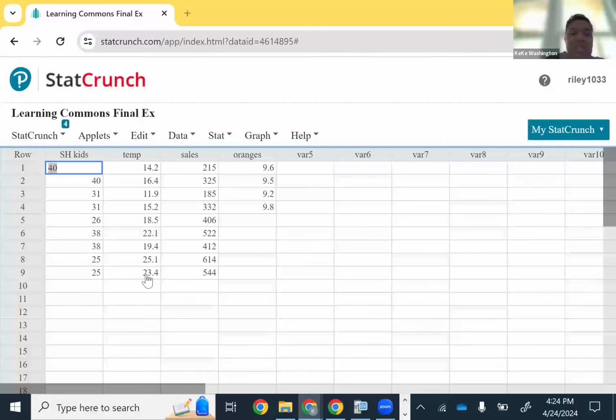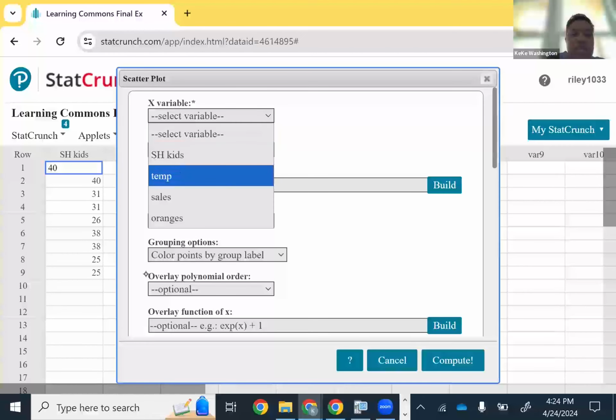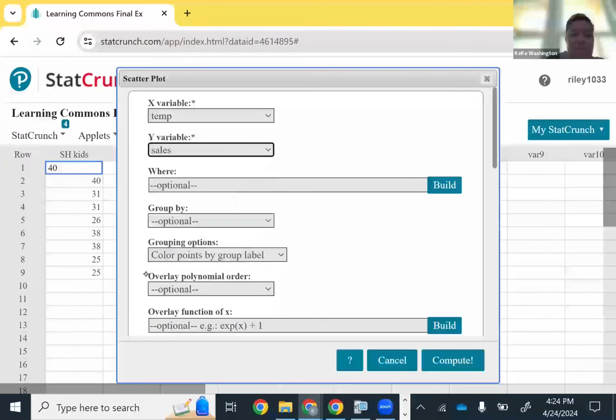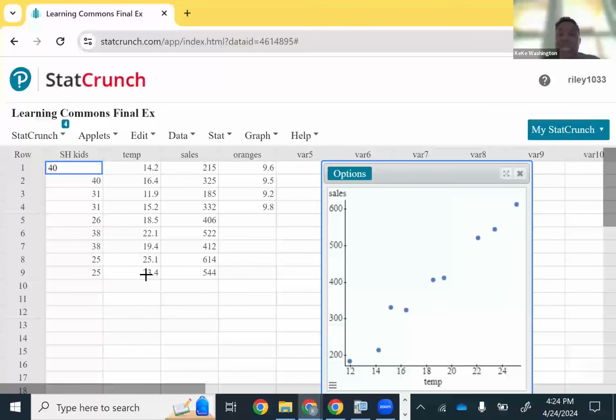In this case, we would like to create the scatter plot. So graph, scatter plot, choose your X and your Y, and compute. We need to see the scatter plot. You need to see any graph before you try to summarize your data. Before you try to find the best measure of center and spread, mean, median, IQR, standard deviation, I need to know if my data is symmetric or skewed.